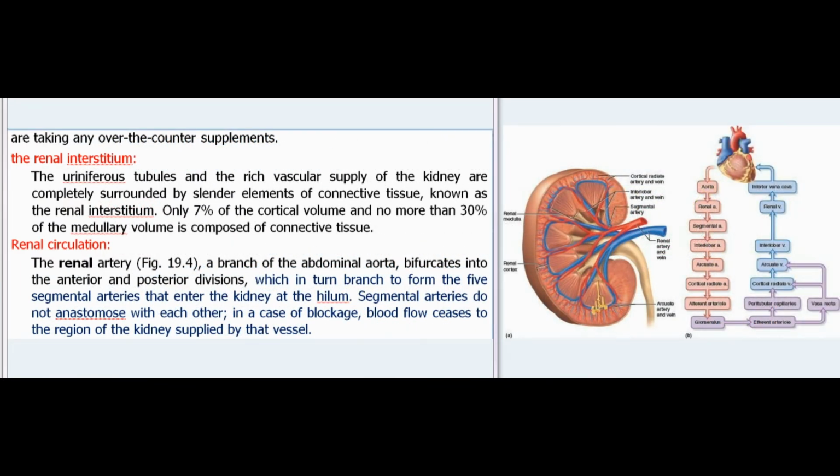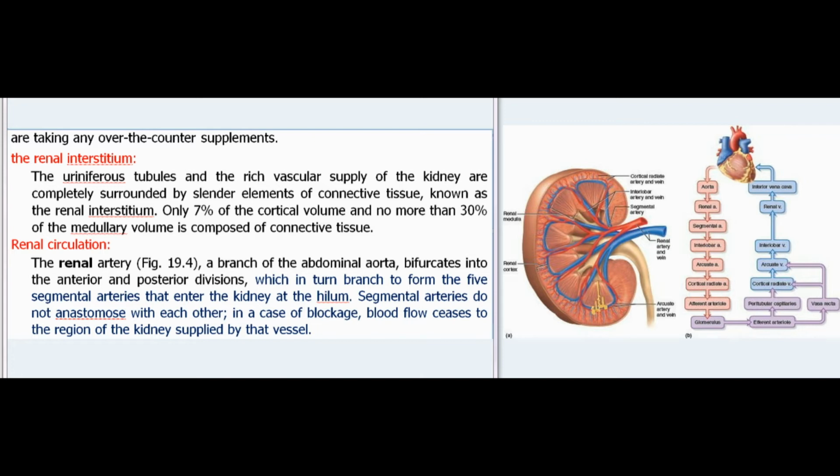Renal interstitium. The uriniferous tubules and the rich vascular supply of the kidney are completely surrounded by slender elements of connective tissue, known as the renal interstitium. Only 7% of the cortical volume and no more than 30% of the medullary volume is composed of connective tissue.